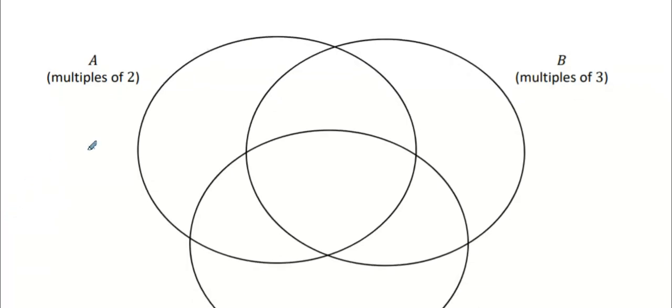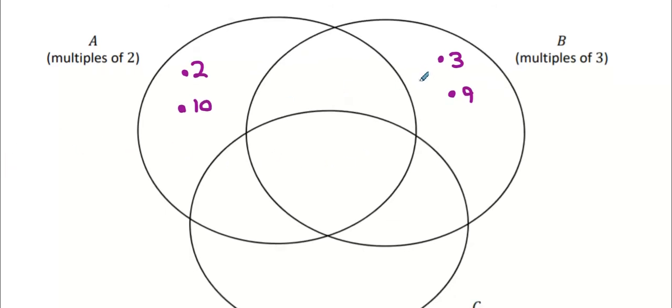So a multiple of 2 only would be like the number 2 or the number 10. A multiple of 3 only would be 3 and 9. It doesn't have anything in common with 4 and 2. There's tons more, but I'm not going to put them all in. Now, then there'll be other ones like 6, as an example. 6 is actually just a multiple of 2 and 3, but it's not a multiple of 4.